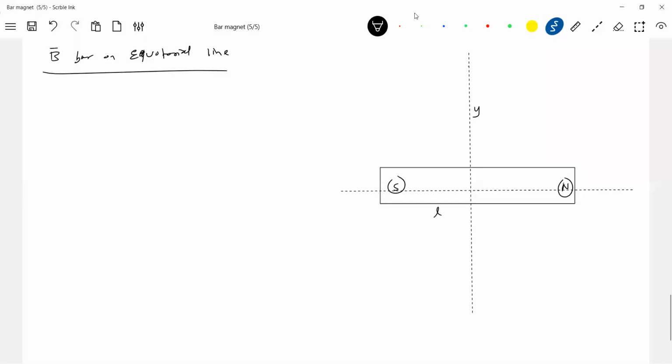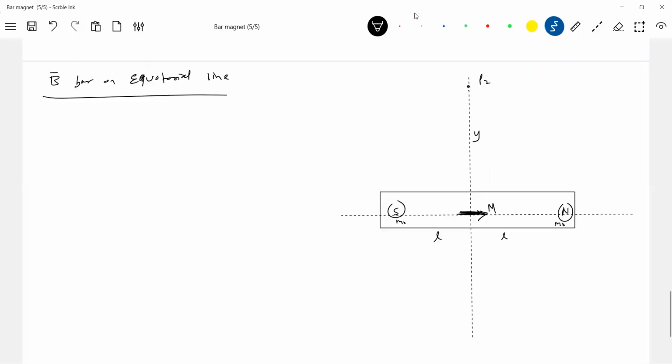Let the length be L. This is L. The dipole moment of this be M, and the pole strength M0, M0 and M0. Now I want, at point P2, what is the magnetic field strength?